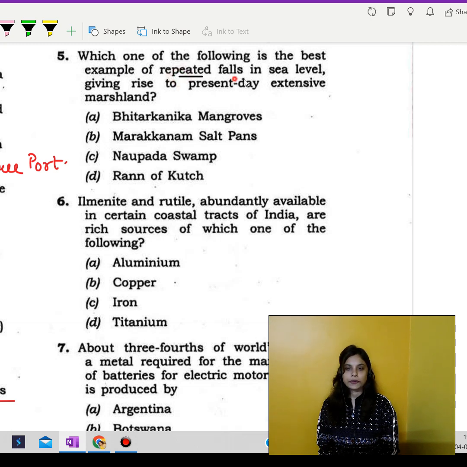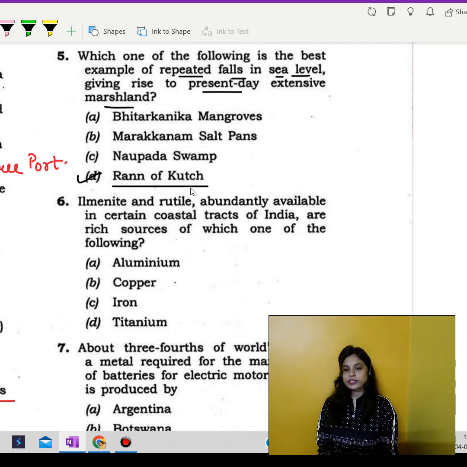The last question for today's class would be, which one of the following is the best example of repeated falls in sea level, giving rise to present day extensive marshland? They have given Bhitarkanika mangroves, Marakkanam salt pans, Nopada swamp, and Run of Kutch. Let's go over to the correct answer. That's the Run of Kutch.